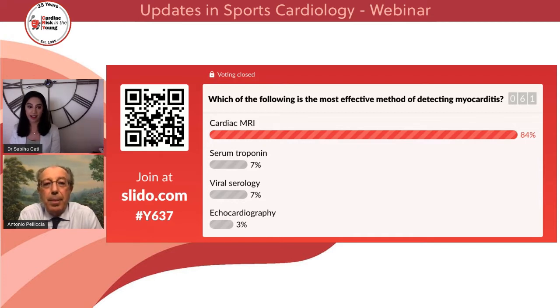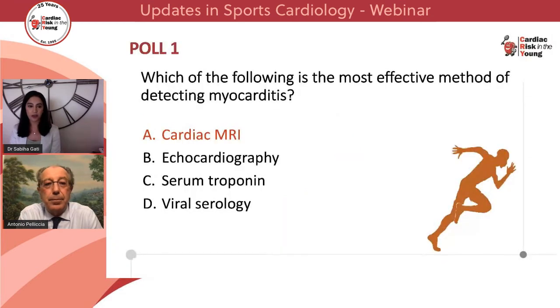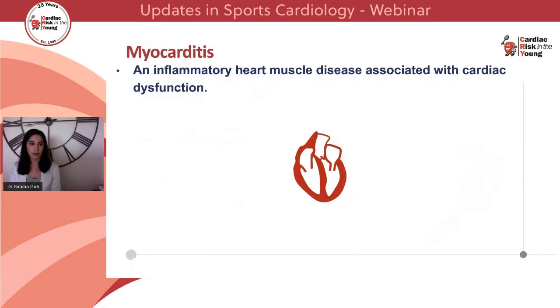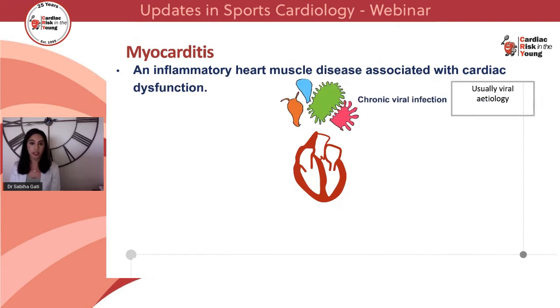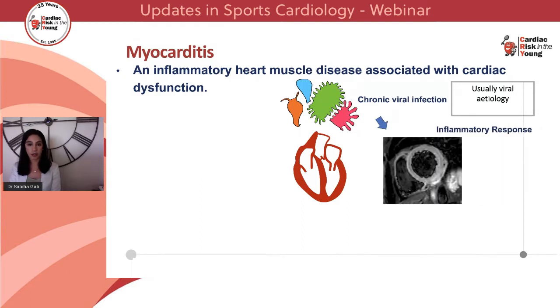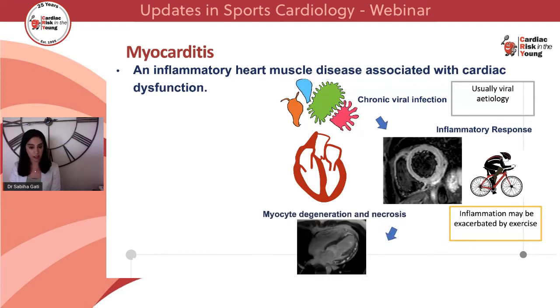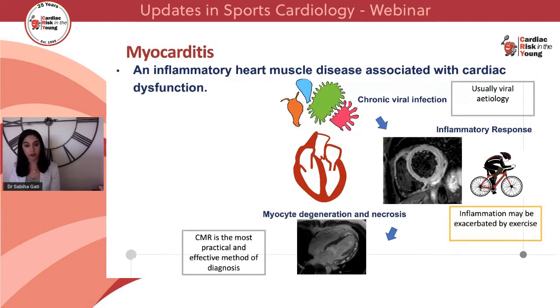Okay. And I would agree, but let's go through why cardiac MR is important in the diagnosis of this condition, and particularly in our athletic cohorts. Myocarditis is defined as a non-ischemic inflammatory disease of the myocardium. Viral myocarditis is the most common etiology in the developed world. The pathophysiology is mediated through inflammatory infiltrates, and we know based on mice studies that inflammation can be exacerbated by exercise. Subsequently, we identify myocyte necrosis and degeneration, and as I will go on to show you, CMR is probably your most effective and practical method for the diagnosis of this condition.